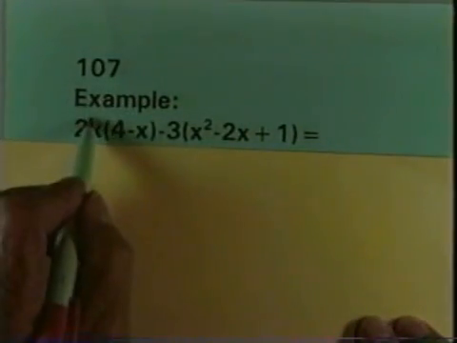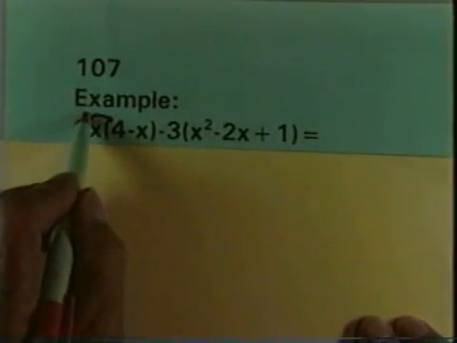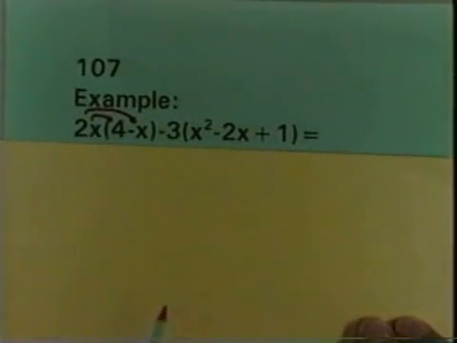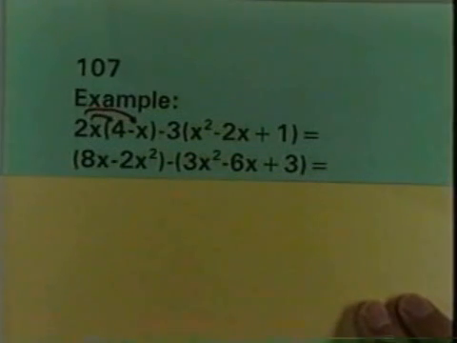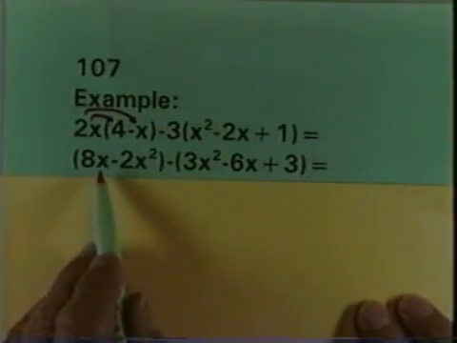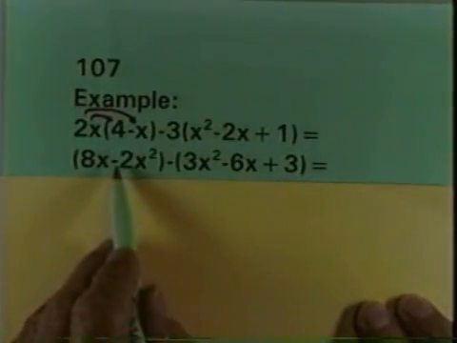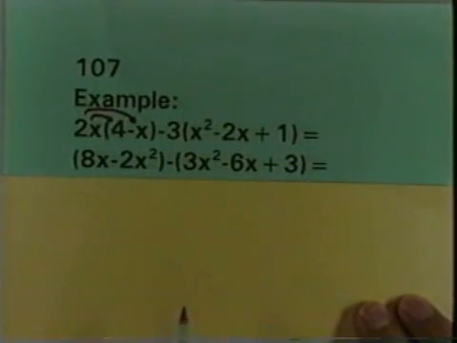So to multiply, I distribute. I multiply the 2x into 4, and the 2x times the opposite of x. And 2x times 4 is 8x. 2x times the opposite of x is a negative 2x squared.